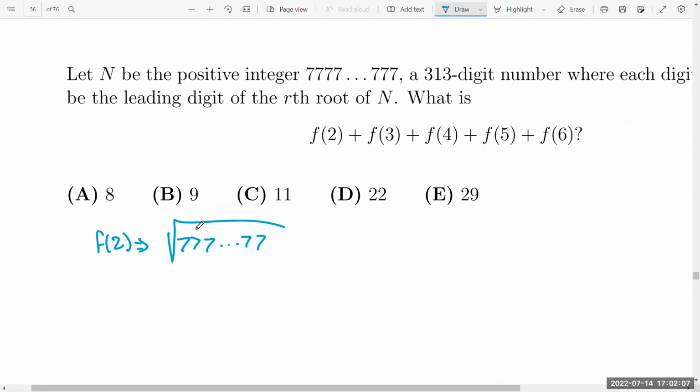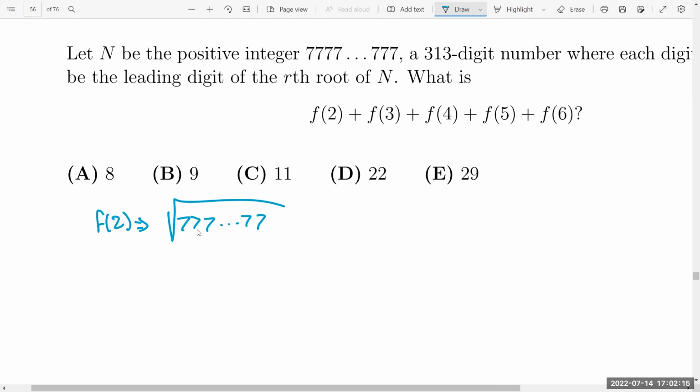Here's an example where we can use scientific notation to make things a little easier on ourselves. We can rewrite 777 and so on. Since it has 313 digits, we can write it as 7.77777 times 10 to the 312, because there are 312 trailing sevens after the first 7.